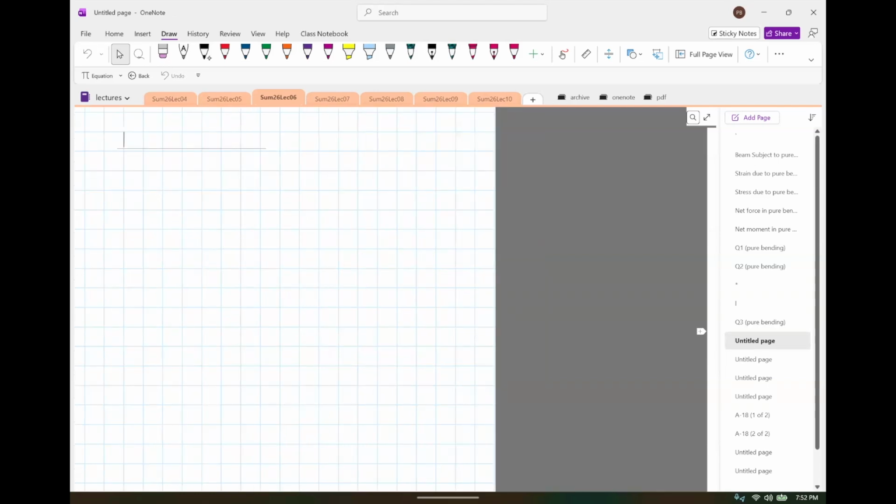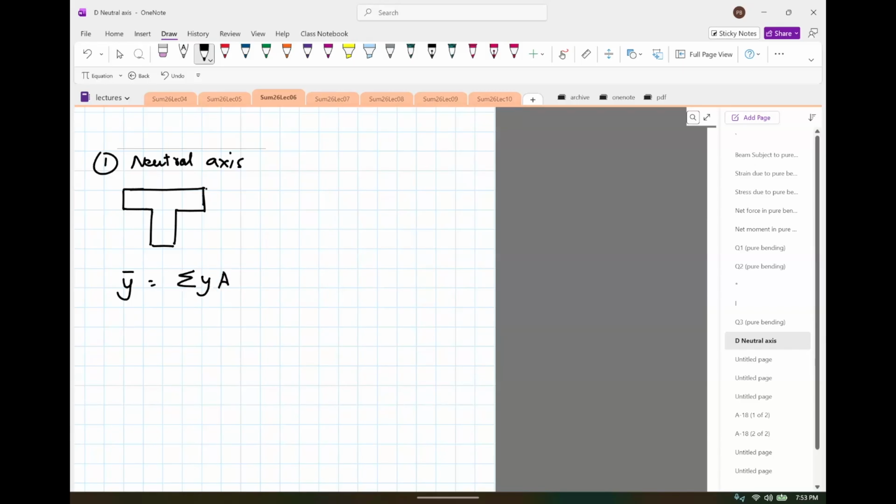Okay, here we go. Let's do the first calculation, the neutral axis. For that, I need to redraw the figure as it is, like this. Now, when I want to compute the neutral axis, I need to use the centroid formula, and the centroid formula is y bar equals summation y a divided by summation a. So what you do is you split this into smaller sections whose area and centroid are known. So this is one way of splitting it. This is not the only way to split it.